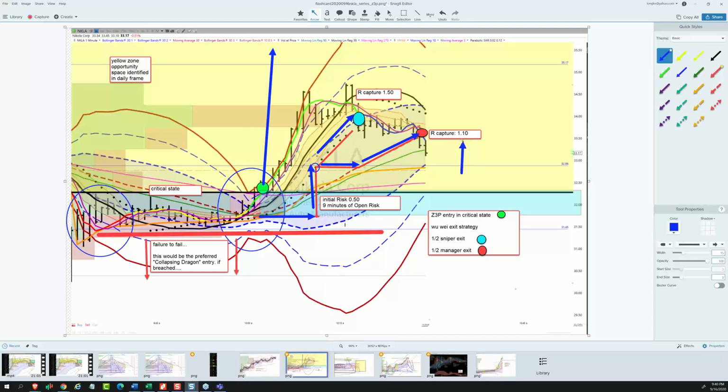The manager captures $1.10, the sniper captures $1.50, and that's really about the same thing. If you got the 1, 2, 3 exit, it's just about the same. And even using the Wu Wei exit on a 50-cent initial risk, you only have 9 minutes of open risk by the time you lock in your gain. And 50-cent risk, so that ain't bad. Now, to go back to the Devon Energy trade, right?